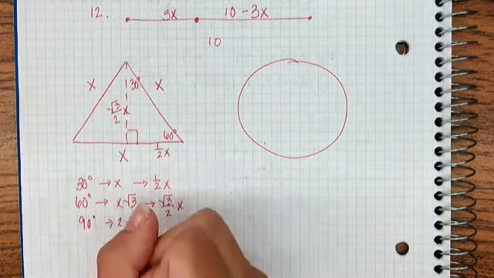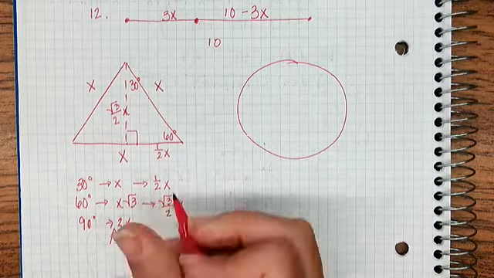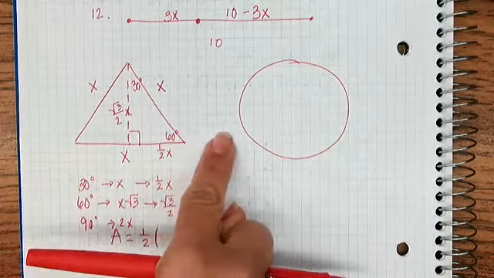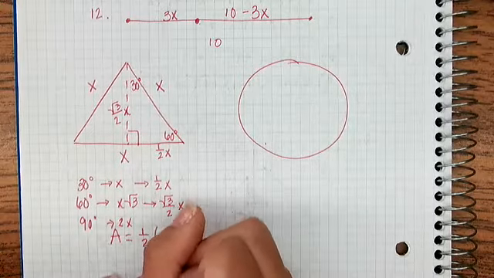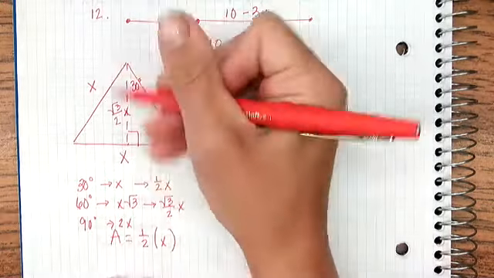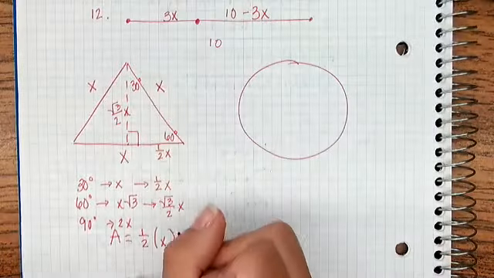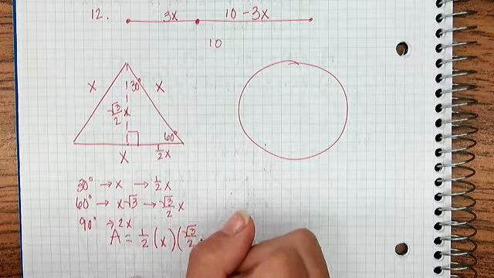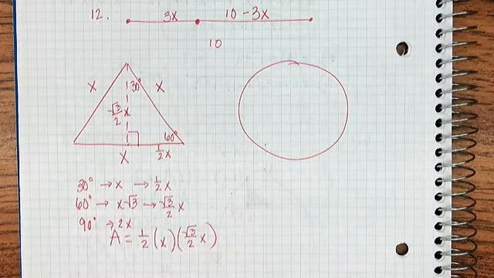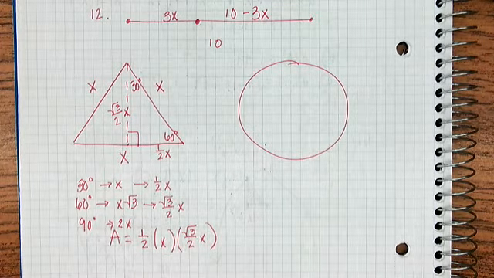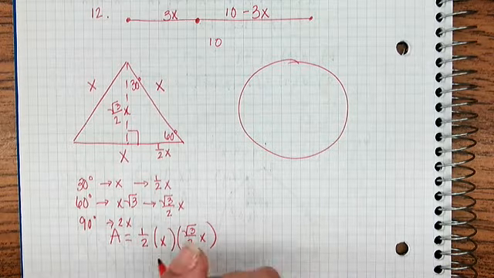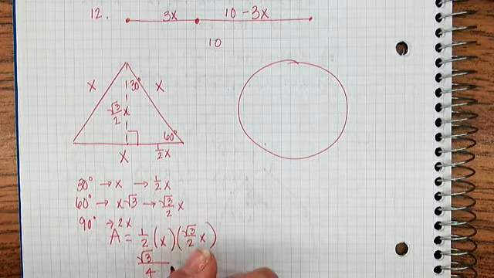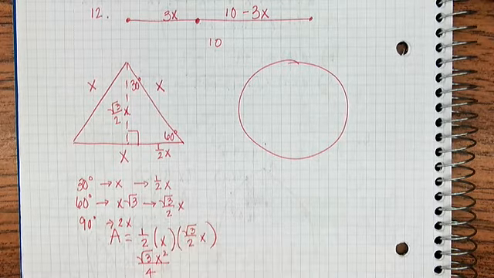Okay, so the area of this triangle is 1/2 the base, which is x, times the height, which is root 3 over 2 x. The area of this triangle is root 3 over 4 x squared.